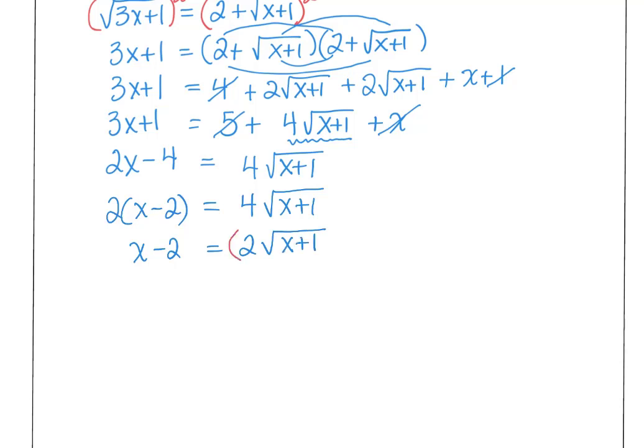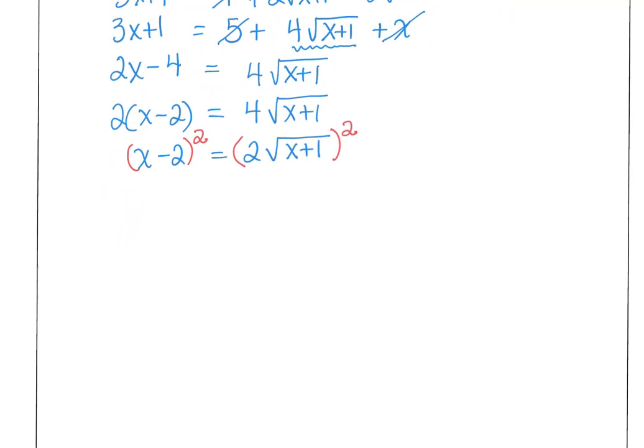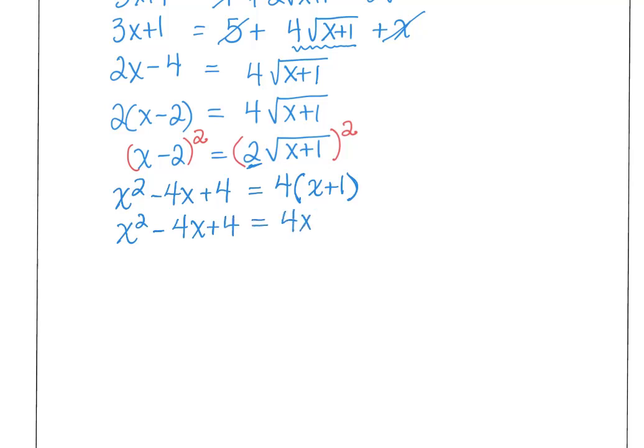So once more, we want to get rid of this radical. We want to square this side. But whatever you do to the right, you've got to do the same thing to the left. So in this case, we've got a binomial on the left, which will give us x squared minus 4x plus 4. And on the right, 2 squared is 4. And the square root of x plus 1 is just x plus 1. So be sure to use parentheses here because we've got this factor of 4 in the front. And simplifying a little bit further, you'll see 4x plus 4.